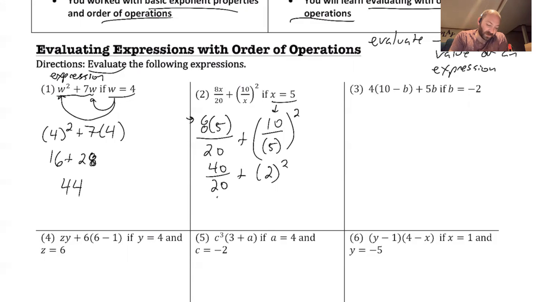So 40 divided by 20 is going to give me 2, and then 2 squared is going to give me 4. Add those together, and I get 6. I like how this nice complicated expression turns into just 6.